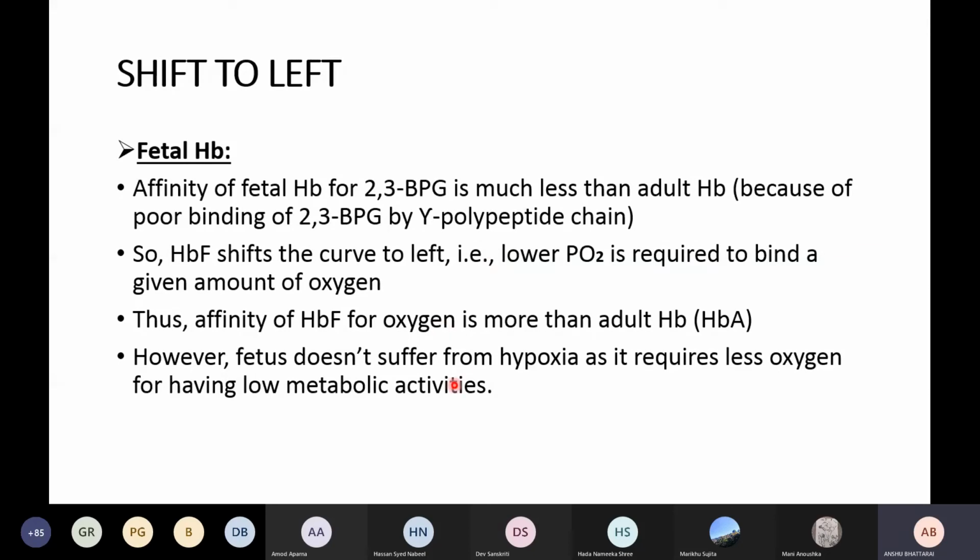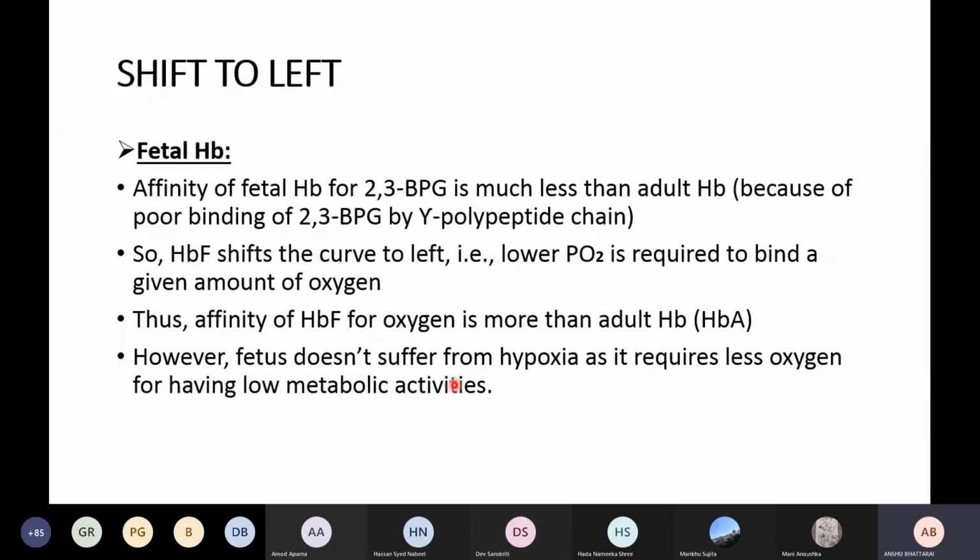However, the fetus does not suffer from hypoxia because of this, because it has less metabolic activities and it requires less oxygen than adults. Yes, so this shifts the curve to left.